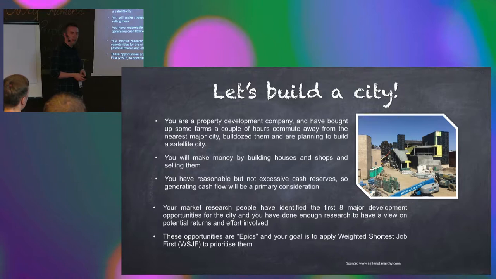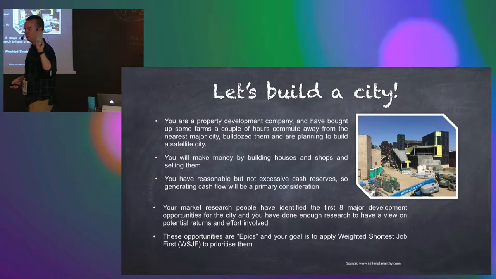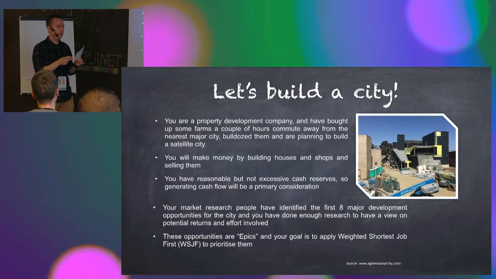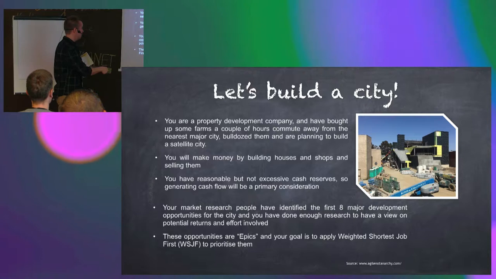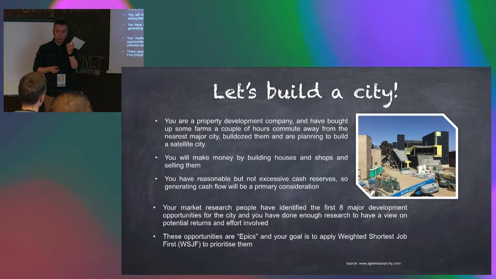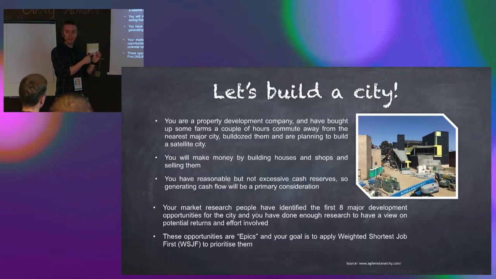I've hired some marketing guys, and they've done all the assessments, and they came up with 8 major things that we can build. During their research, they came up with those 8 main things that we should build for our city. If you don't have 8, just let me know. You should have 8 per group. And what is your job? Your job is going to be to assess those 8 epics and apply the WSJF, which is cost of delay divided by time.